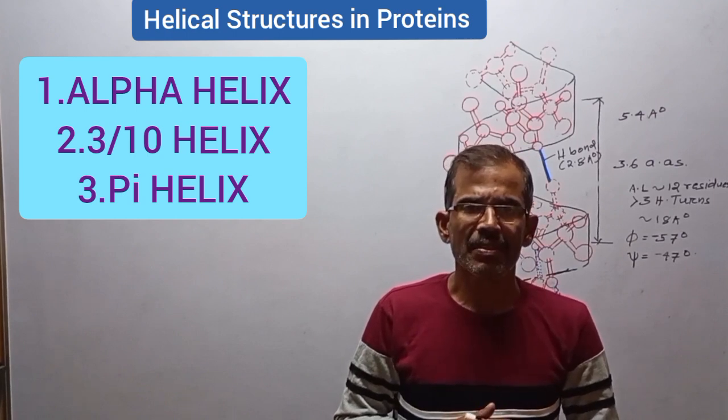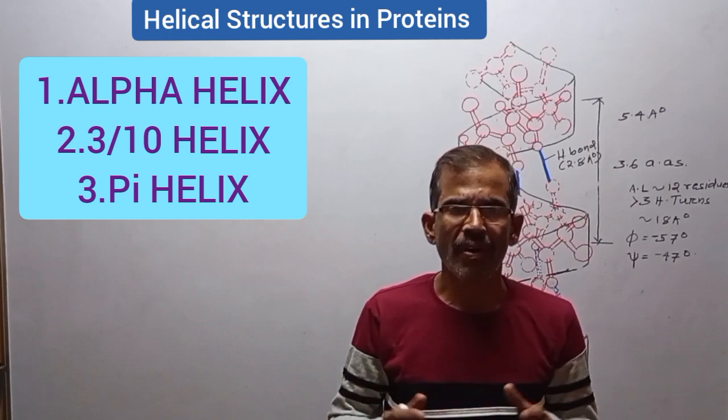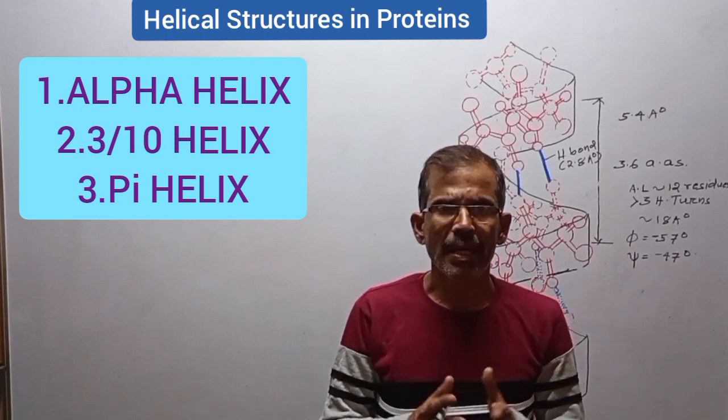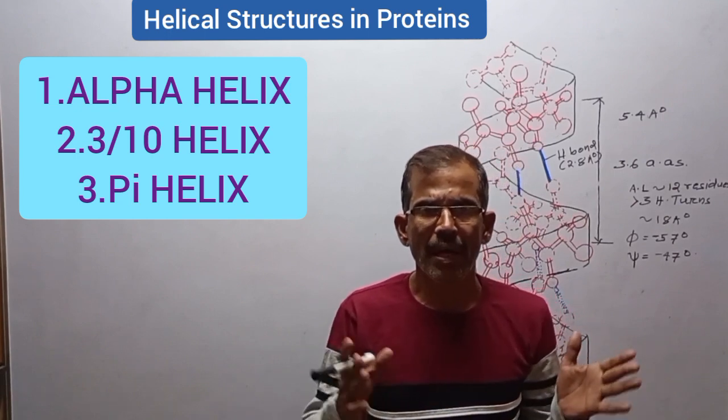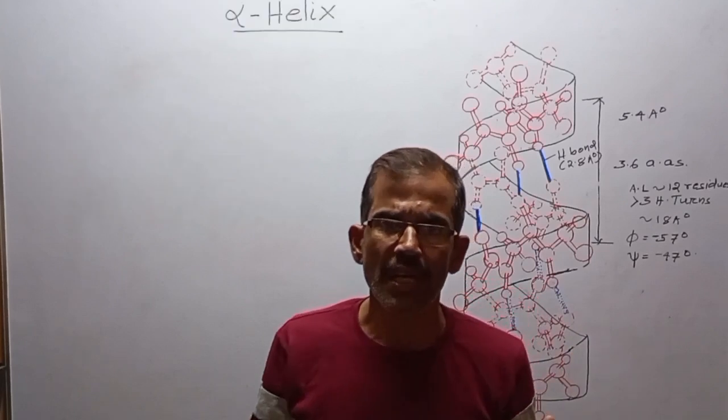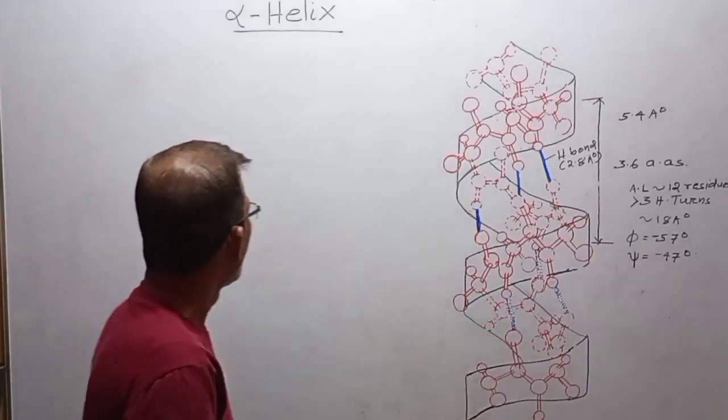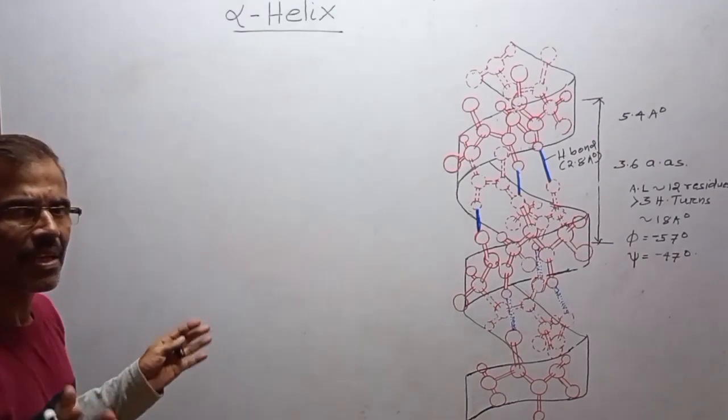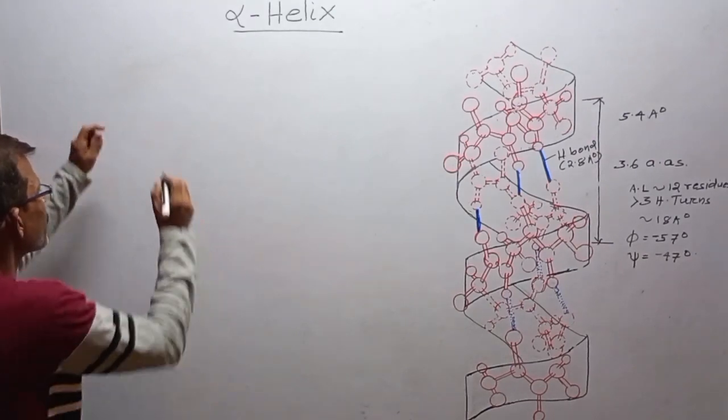Proteins contain three types of helical structures: alpha helix, 3 by 10 helix and pi helix. First one is alpha helix. Alpha helix is a regular secondary structure.